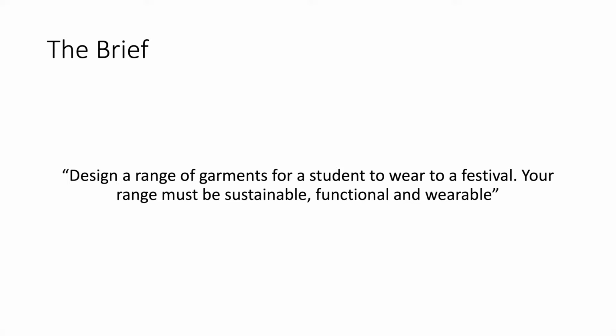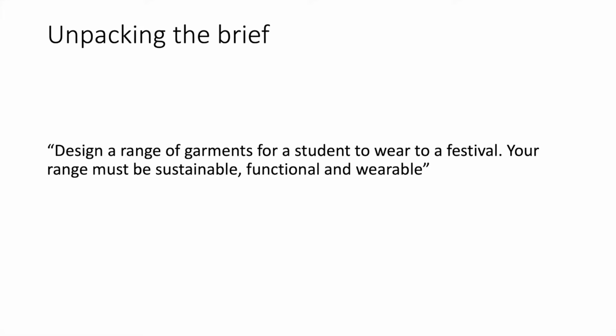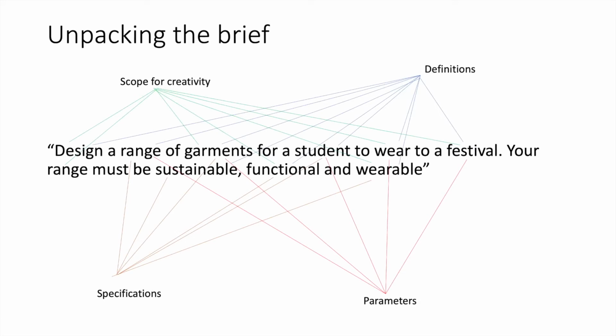So we break down our brief by using 4 key areas. Here we go. Ready? Wow. Okay, so lots of connected things there, but we have 4 main areas. We have scope for creativity, we have definitions, we have specifications, and we have parameters. Now I'll go through those individually.